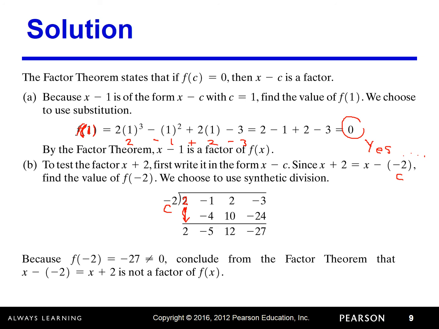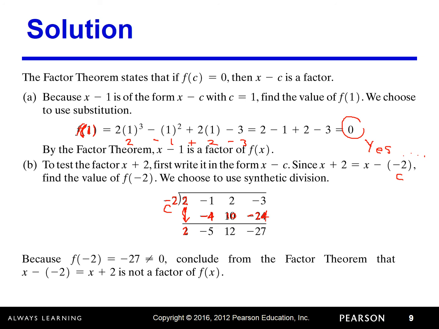multiply 2 times negative 2, write the result here, and add. We get negative 5. Then negative 5 times negative 2 is 10, and add to get 12. 12 times negative 2 is negative 24, and you add and we get negative 27. So remember, synthetic division was a process of multiply and add, multiply and add, multiply and add.